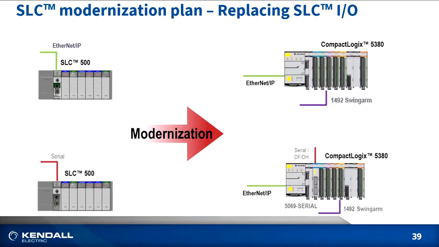What if you wanted to replace the I/O and modernize the entire control system? Today, we have those same 1492 swing arms that are available with the PLC5s, where you don't even have to rewire that SLC I/O. The Compact Logix will sit on top with the wiring system, and we can replace the existing system without even having to rewire the I/O.